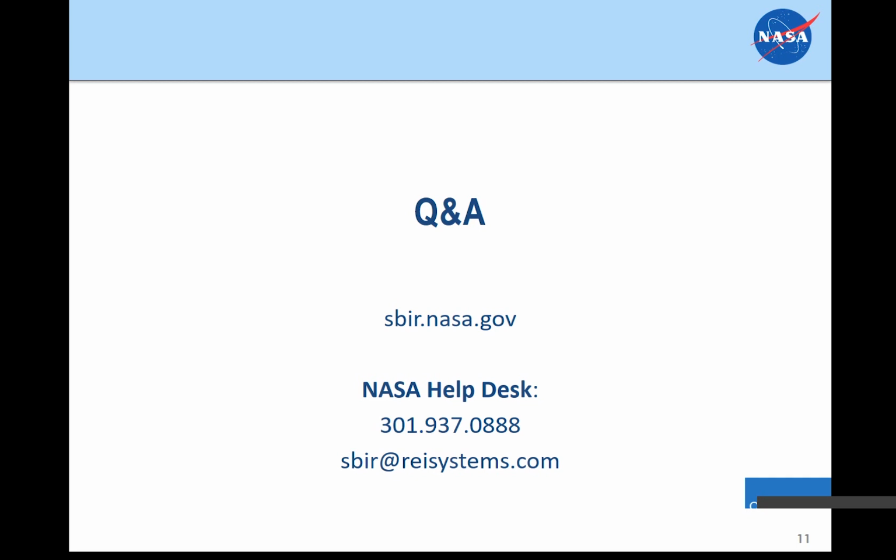How many awards can my firm receive? NASA doesn't plan to award more than 5 SBIR and 2 STTR awards to any one offerer, and this just helps ensure the broadest participation of the small business community.